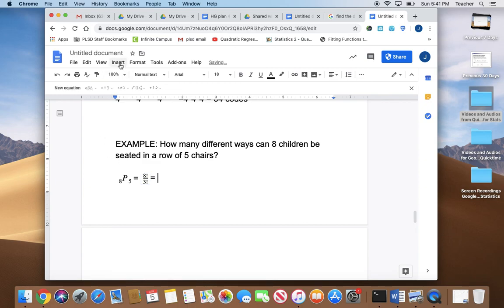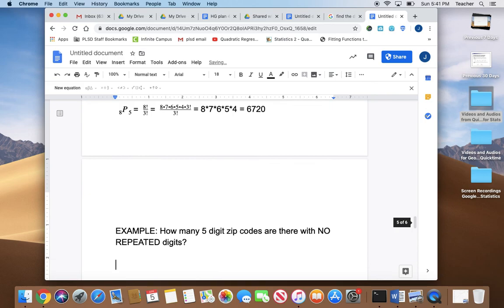So this will be equal to 8 times 7 times 6 times 5 times 4 times 3 factorial, and the bottom 3 factorial. So my 3 factorials will cancel, and that will be equal to 8 times 7 times 6 times 5 times 4. So that is 6,720. Okay. So it says how many 5-digit zip codes are there with no repeated digits?